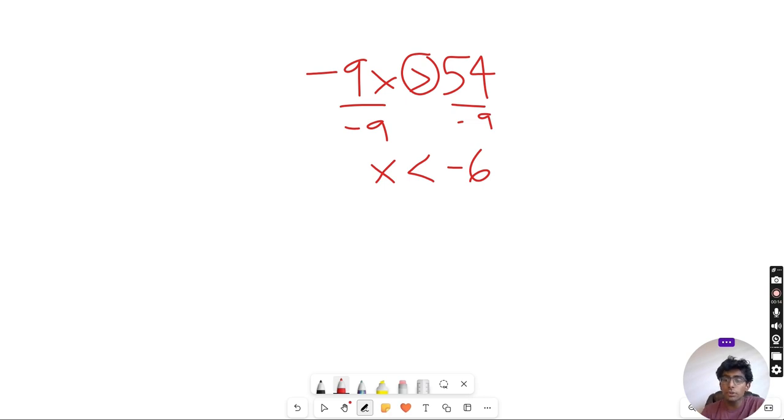If it was a greater than or equal to, it's going to become less than or equal to, and vice versa. So that's an important thing to remember. If you're multiplying or dividing by a negative number, you're flipping the inequality sign. Outside of that, it's pretty much the same process as solving for a linear equation.